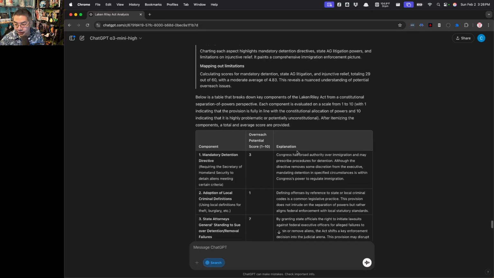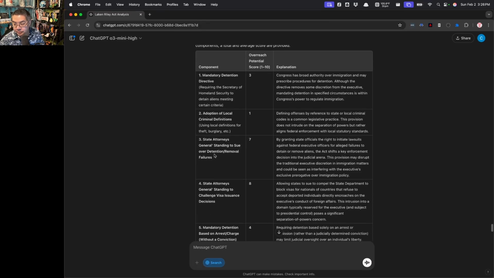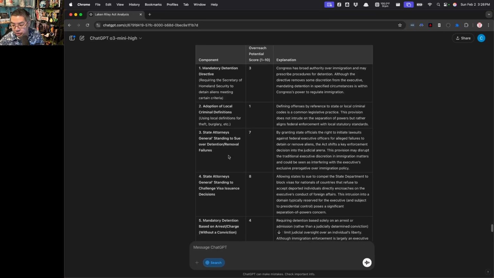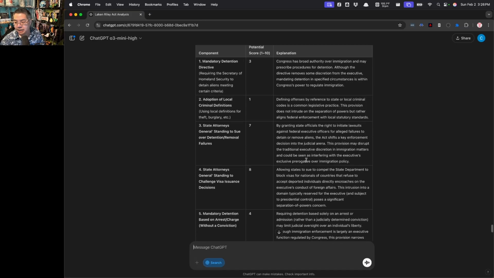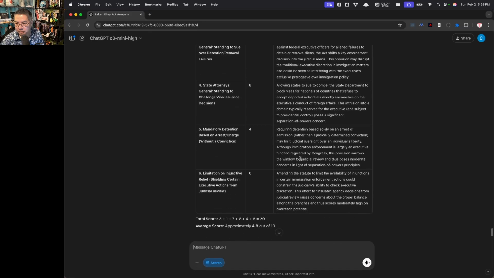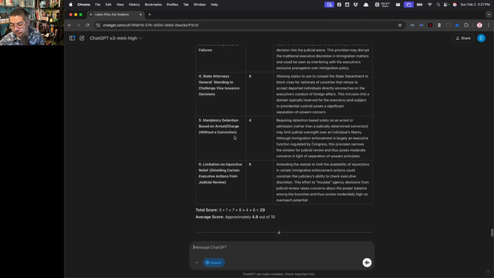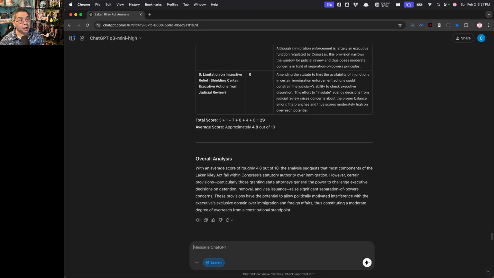All right, we have here overreach numbers. State Attorney General standing to sue over detention and removal failures, by granting state officials the right to initiate lawsuits against federal executive officers for alleged failures to detain or remove aliens. The Act shifts a key enforcement decision into the judicial arena. This provision may disrupt the traditional executive discretion in immigration matters and could be seen as interfering with the executive's exclusive prerogative over immigration policy. So there are obviously some problematic areas in here as well.